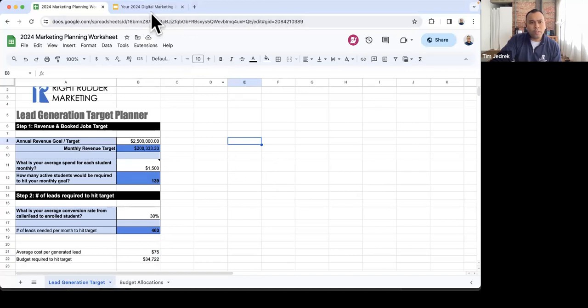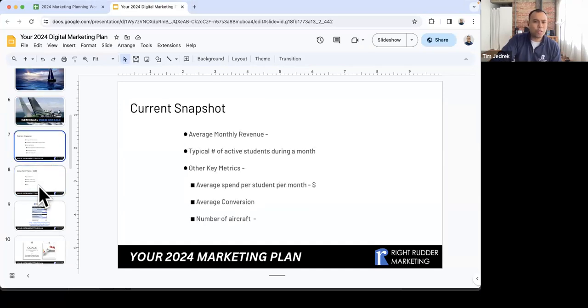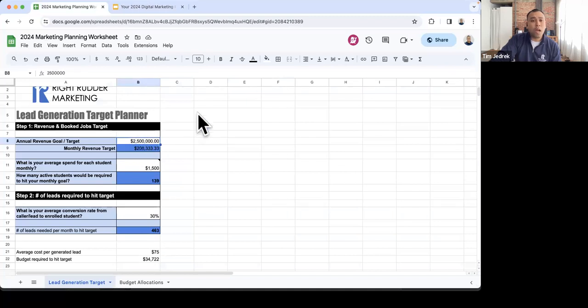So I want to go back to what our long-term vision is. So not just this is for 2025, but in our current snapshot, somewhere in 2024 is going to be where we want to set our goal for the upcoming year. So let's say, this is a hypothetical here, we want to break, let's say, $1 million for our flight school. It's $1 million.